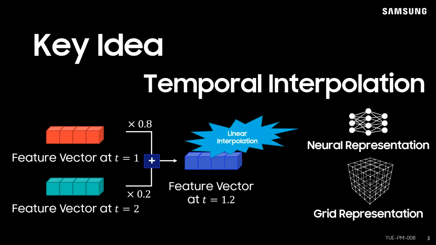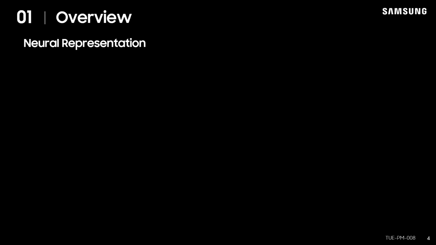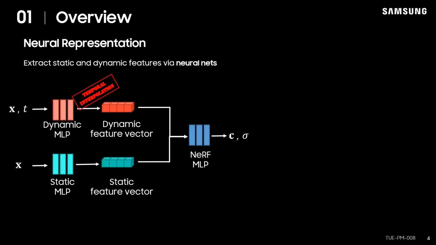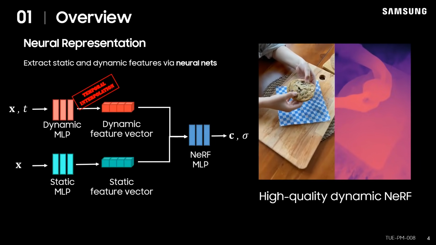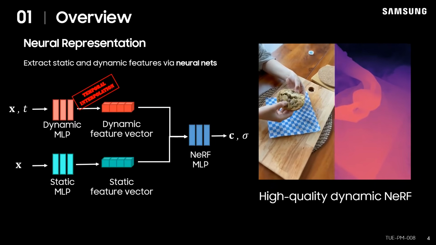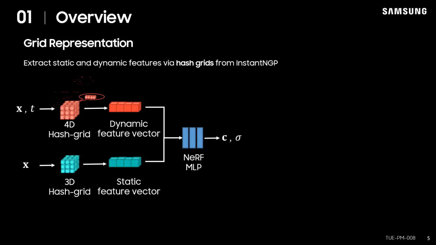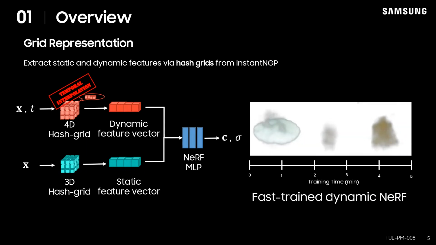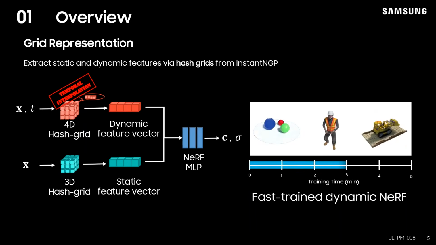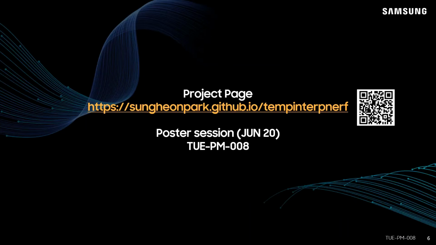We propose 2 different feature representations, neural and grid. In the neural representation, the static and dynamic feature vectors are extracted using multilayer perceptrons, which enables high-quality dynamic NeRF with compact models. For the grid representation, static and dynamic features are extracted from 3D and 4D hash grids respectively, which allows for dynamic NeRF training in just a few minutes. Please visit our project page and poster session at the conference.